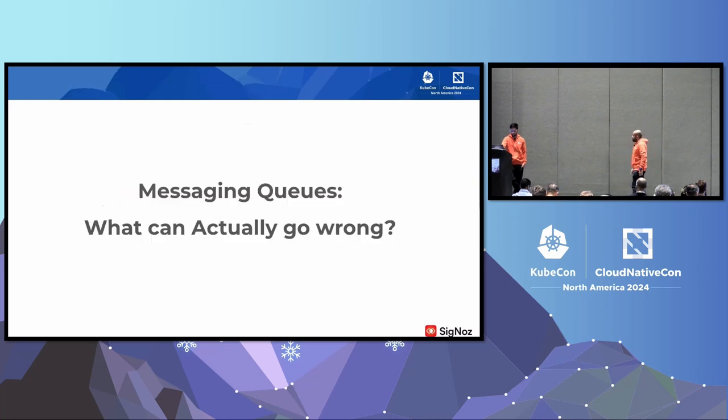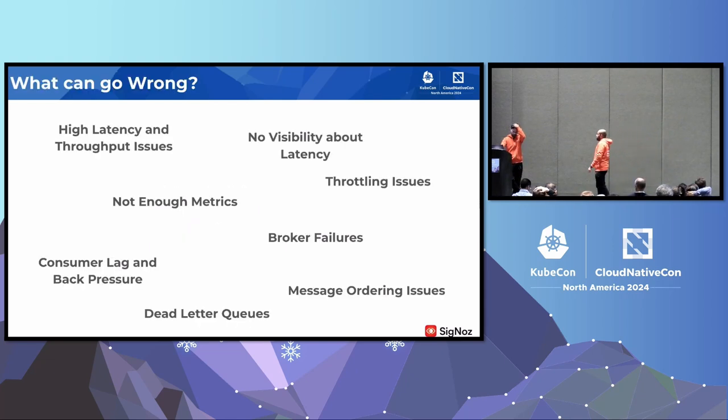So what can actually go wrong? Each and every one of us has already had an experience with messaging queues, and we know that messaging queues are hard. There might be some problem within the messaging queue, and we might not be able to sort it out. And you will not figure it out until you actually just reboot all the systems. So let's talk about it. There might be some throttling issues. There might be some broker failures. There can be consumer lag, and you might not know about it. And this might lead to back pressure. There are obviously not enough metrics, which we are going to talk about. And then there are high latency and throughput issues. Probably some messages are there in DLQs and are never processed, and we do not know why.